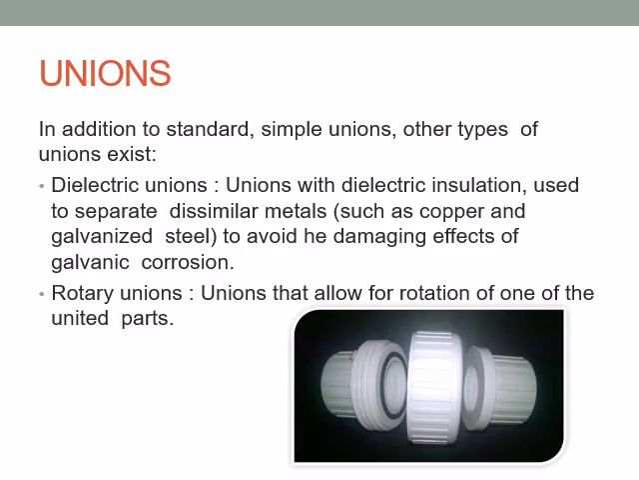In addition to the standard simple unions, other types of unions also exist, that is dielectric unions and rotary unions. Dielectric unions, the unions with dielectric insulation, are used to separate dissimilar metals, such as copper and galvanized steel, to avoid the damaging effect of galvanic corrosion. And rotary unions are unions that allow for the rotation of one of the united parts.